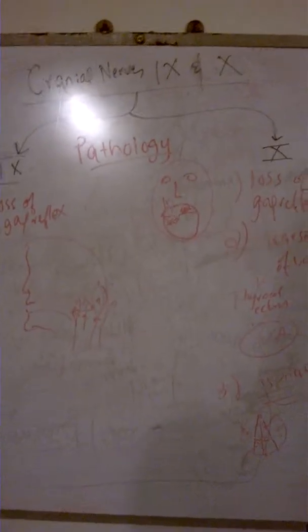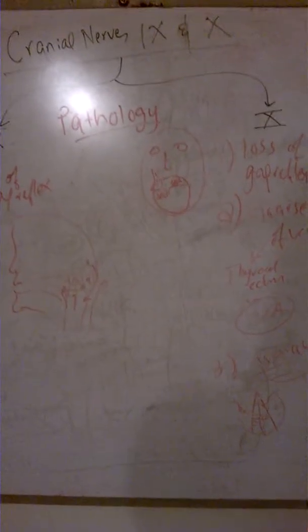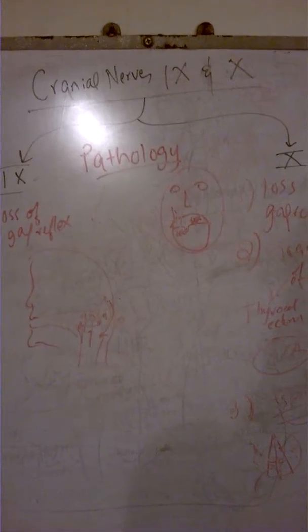The 10th nerve is actually involved with closing the vocal cords. So if you are not able to close your vocal cords, you'll aspirate, and you'll actually suffer from some aspiration pneumonitis or something else. So this is the basic pathology associated with the loss of the ninth and 10th nerves. Okay, this concludes our lecture on the ninth and 10th nerves.